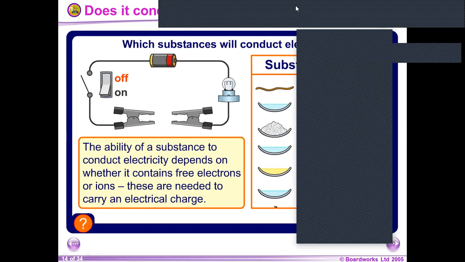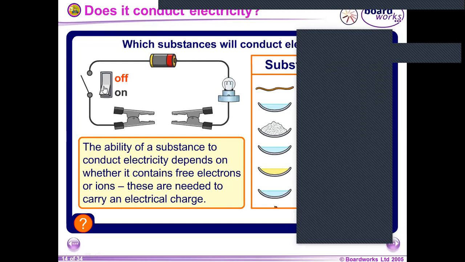Can you ask the question again? I was asking, why do you think we need a switch for the circuit? Why do you need the switch to be on and off? Why do we need to add a switch to the circuit? Because when the electricity is connected to the bulb, then it goes off and on.